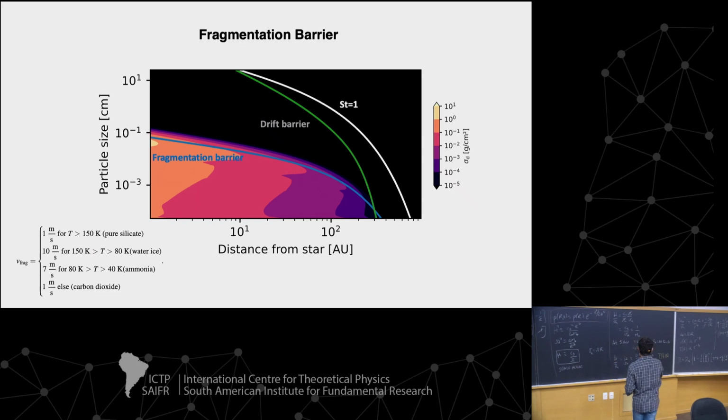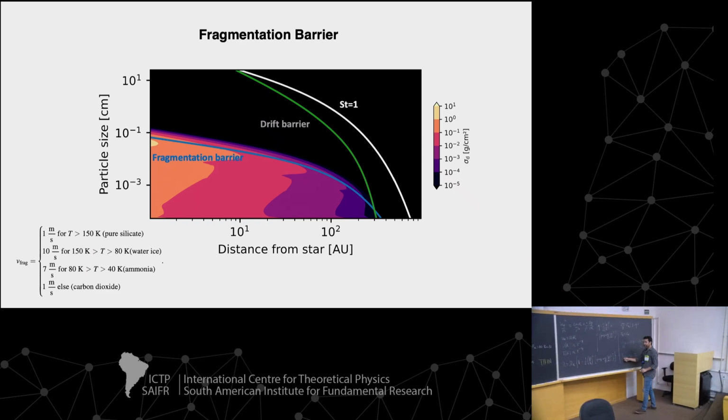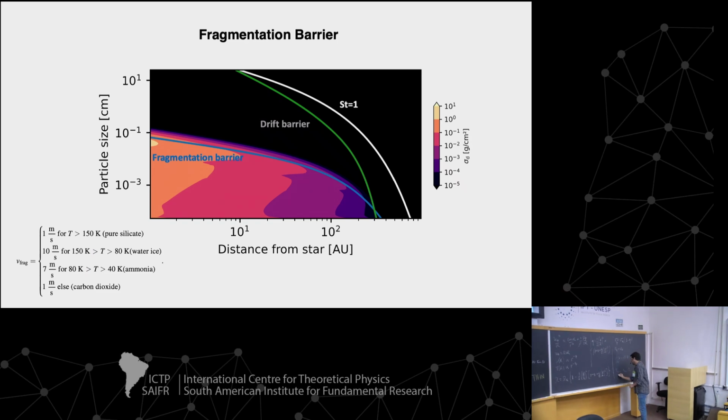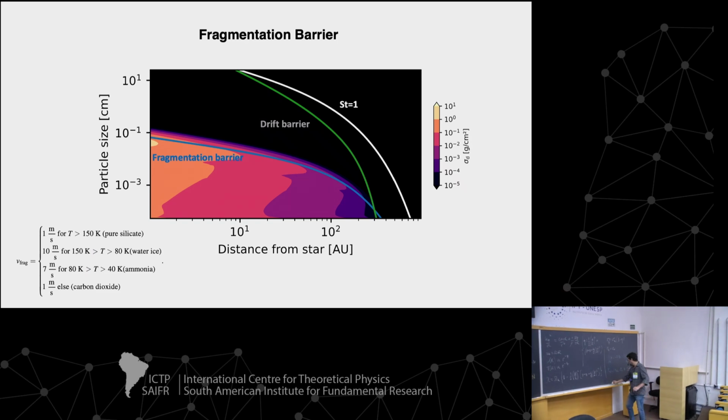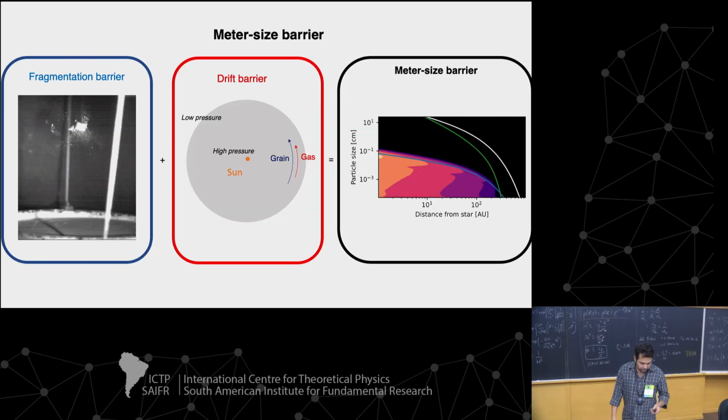This St equal 1 is another name for this quantity here, tau friction, this dimensionless time. Sometimes we also call this St, for Stokes number. Right? So it's a non-dimensionalization of the friction time. And there you go. Here we have this so-called meter-size barrier.